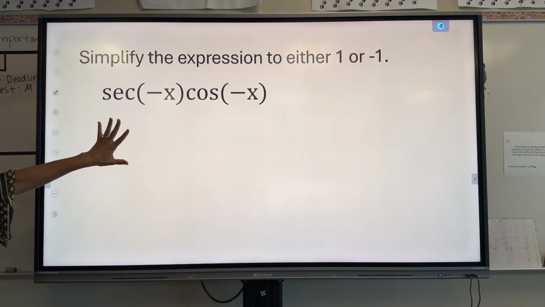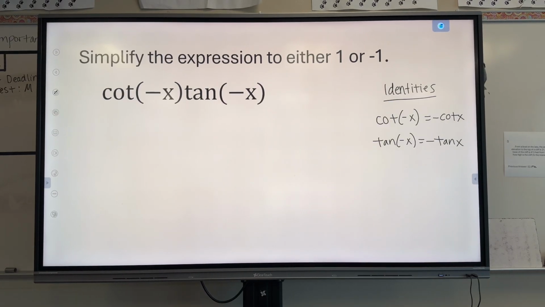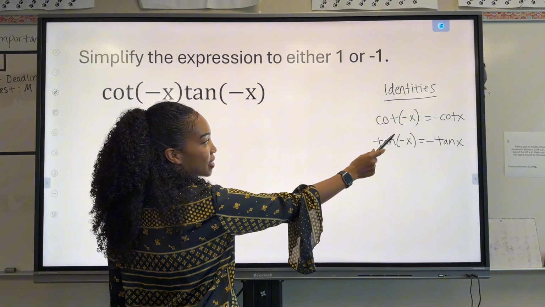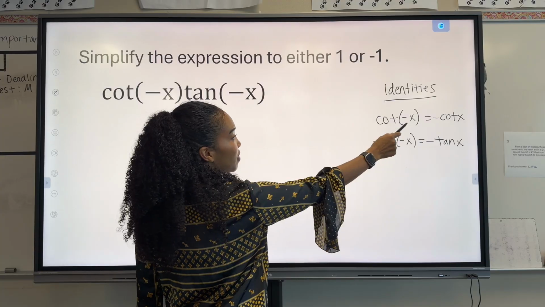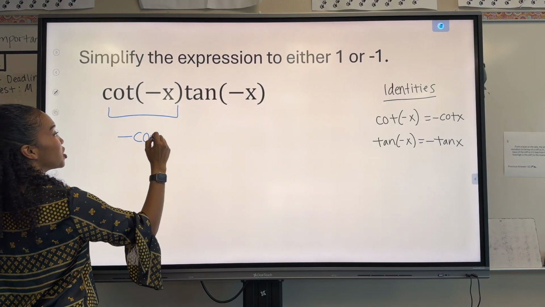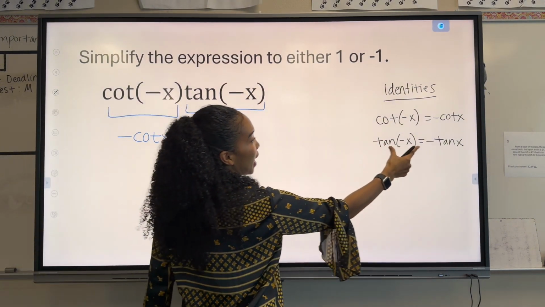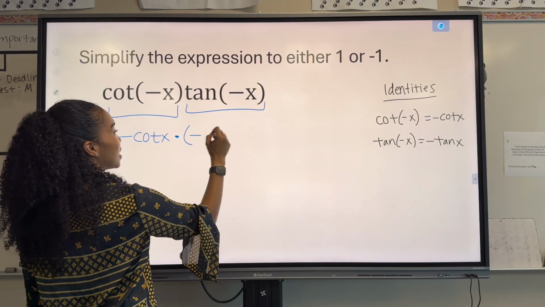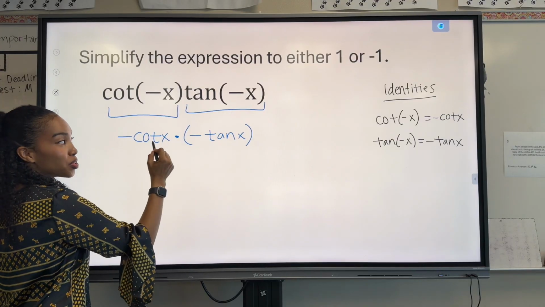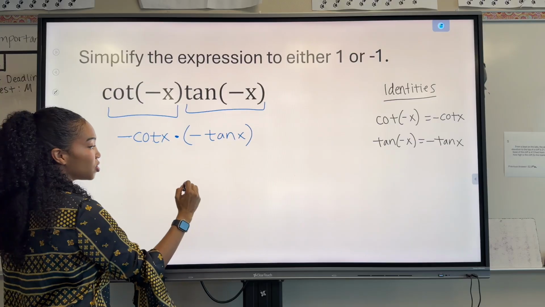I want y'all to try this one. Ready, go. In fact, try the rest of these in the section. So for this one, the identities that you need are these even and odd identities. So cotangent of negative x is equal to negative cotangent. So this can be written as negative cotangent x. And this is being multiplied by, this can be written as negative tangent. So this is negative tangent of x. So these are reciprocals. That means it's going to equal 1. And a negative times a negative is a positive. So this is equal to 1.